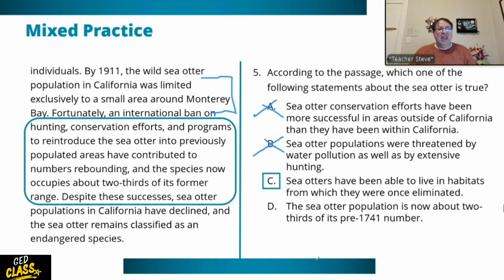Now, with answer choice D, the number 2/3 is thrown out there, but that is actually the range it occupies, the amount of area it takes up, not the actual numbers. So they're trying to throw you off by throwing out a number that's in there, but it's not actually the answer. Again, these are not easy questions.